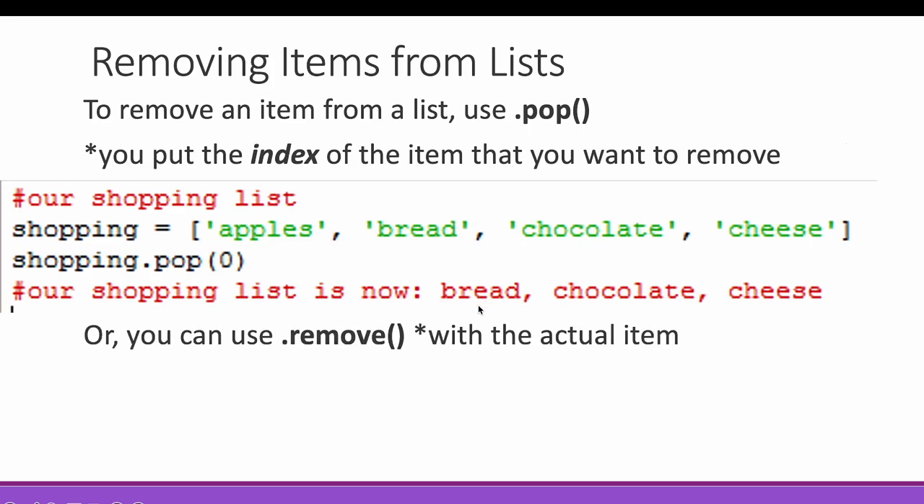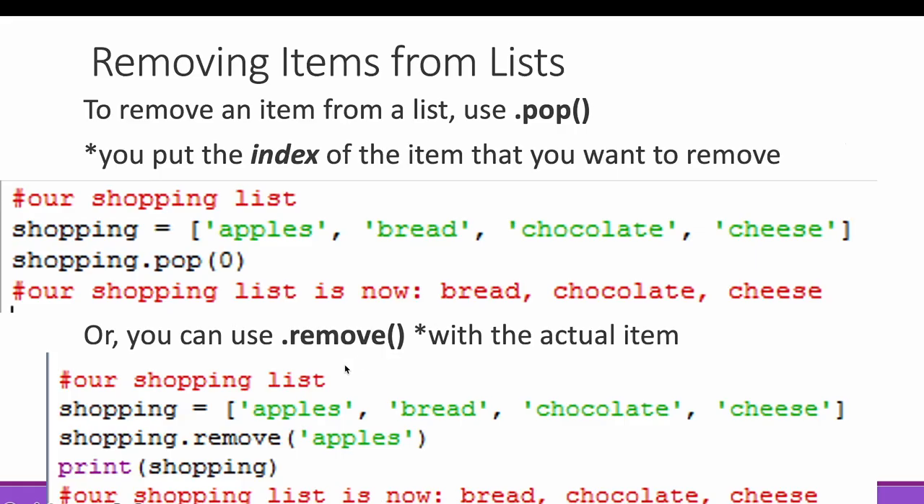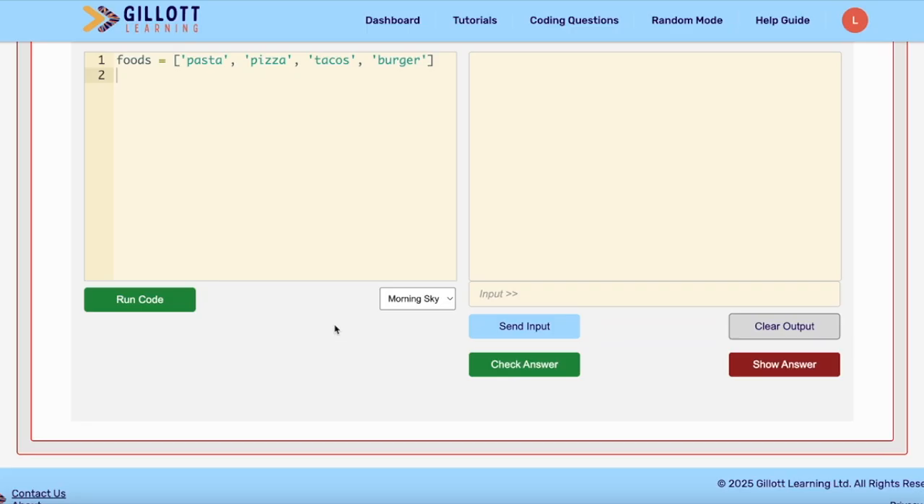If we have .remove, this uses the actual item. So shopping is apples, bread, chocolate, cheese. If we remove apples, it's going to remove apples from the list, and our list becomes bread, chocolate, cheese. Now, both these can be useful in Python. It just depends on what you're aiming to do with your program, and what piece of information you already have, pretty much. So let's look at these operations in action.